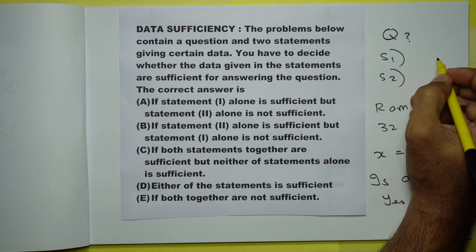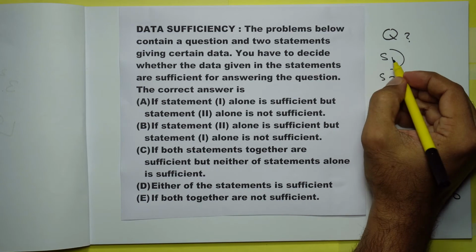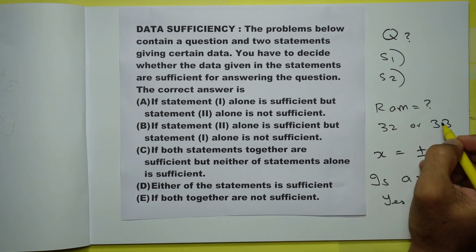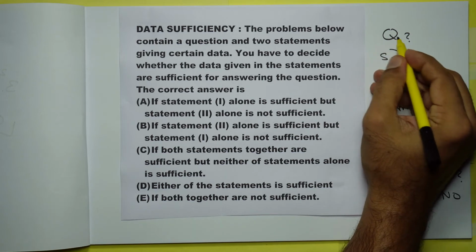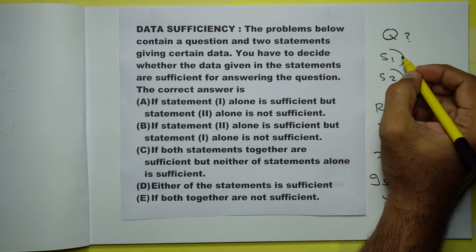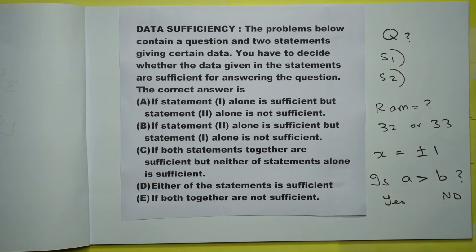And finally, we have E. E is for insufficient data. That is, even with both the statements, some doubt is there. Even if you use both the statements, some doubt is there, you will not get the exact answer. Then it is insufficient data for E. So let us start with the questions now.